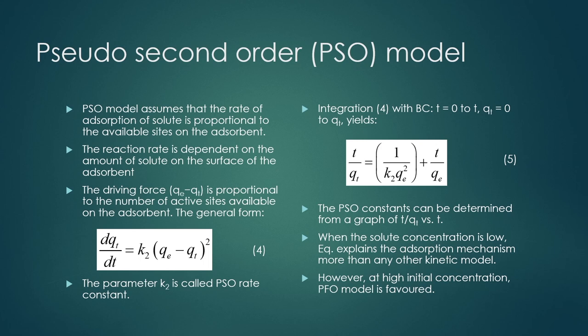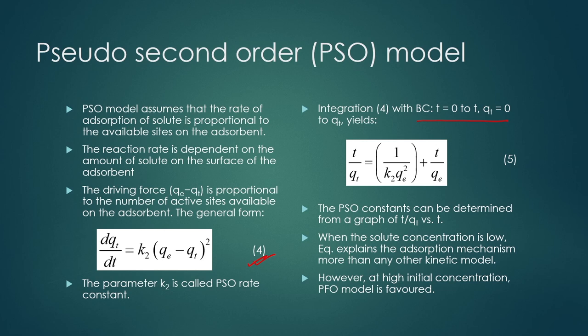It will be proportional to the number of active sites available on the adsorbent surface, and the general form of this pseudo second order model is given by equation number 4 here, that is dQt by dt is equal to K2 into Qe minus Qt whole square. The parameter K2 is called the pseudo second order rate constant. After integration of equation 4 with the boundary condition t equal to 0 to t, and Qt equal to 0 to Qt respectively, it will yield t by Qt equal to 1 by K2 Qe square plus t by Qe.